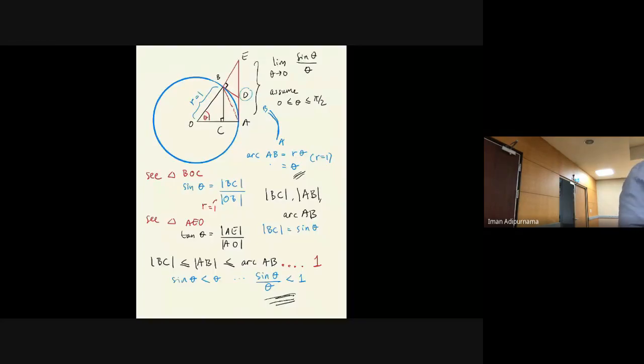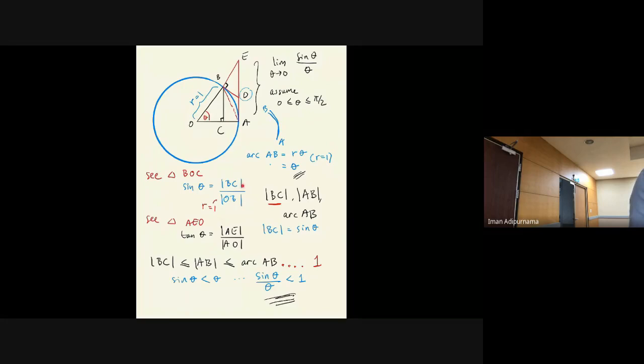Here we try to prove the limit as theta goes to 0 of sine theta over theta is 1. In the first method, we are comparing the straight line BC, the straight line AB, and the arc AB, the curved one. We try to find a relation between all of those by making the angle theta from OA and OB, and we just fix the radius at 1.